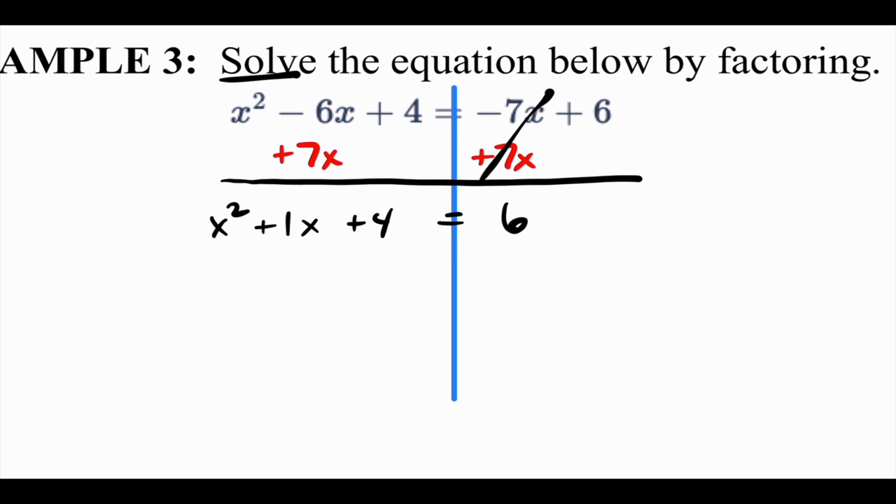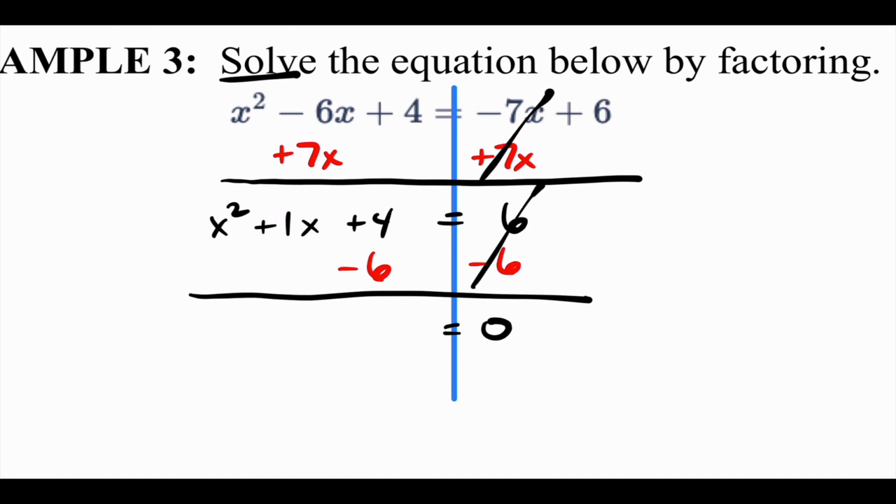Close. I got rid of the negative 7x. Now I need to get rid of the positive 6. Well, I'm going to subtract 6 from both sides. The only thing I can subtract it with on the other side is positive 4. Now I have 0. So I have negative 2 here, x squared plus 1x minus 2 equals 0. That's step 1. When you need to do that, you use it.